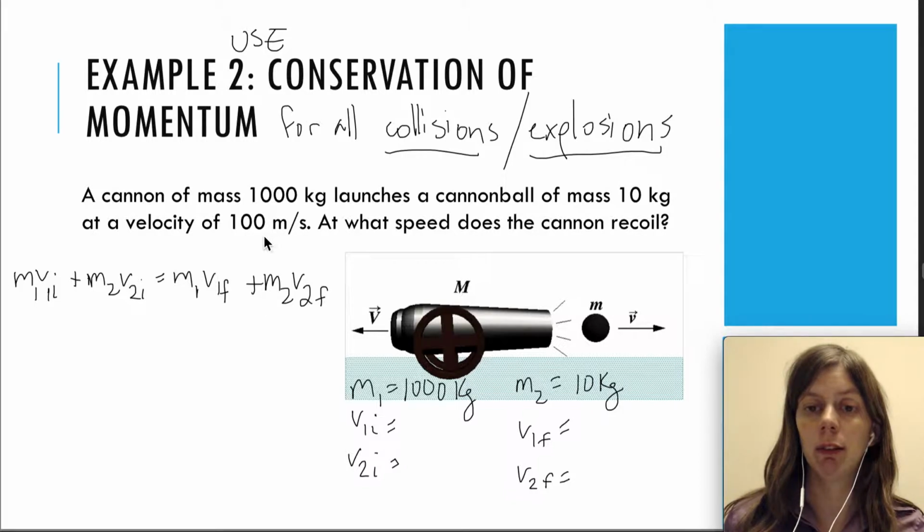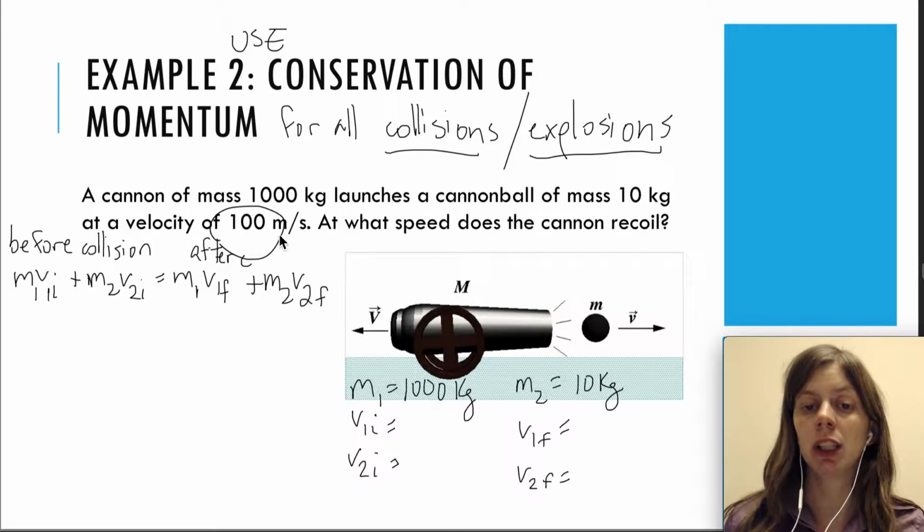We're only given one speed here, but we need three velocities in order to find the unknown. So you really have to picture what happens in collisions and explosions. Your initial condition is always what happens immediately before the collision. The final is always what happens immediately after the collision. It's not like conservation of energy problems where you can choose your initial point and your final point. With collisions, it's always immediately before and immediately after that collision.